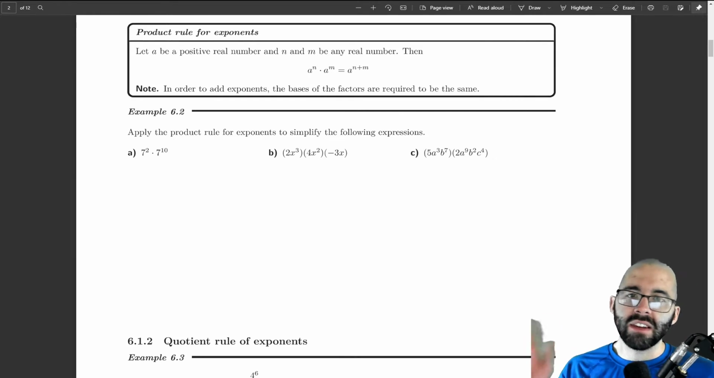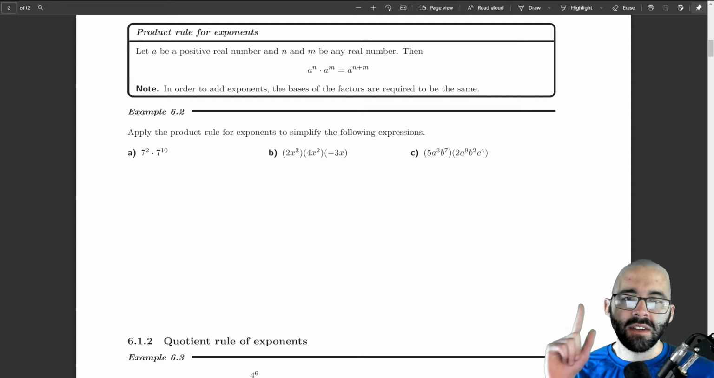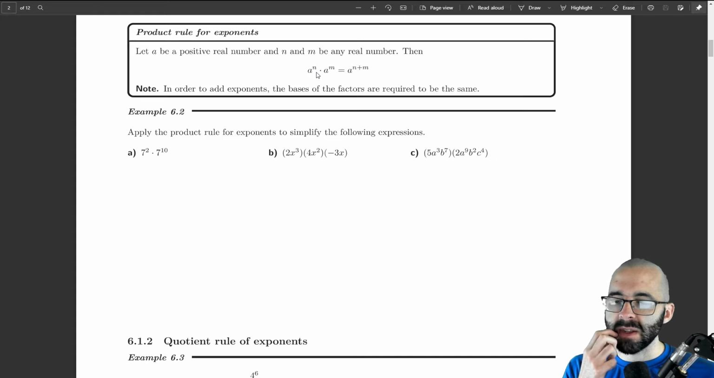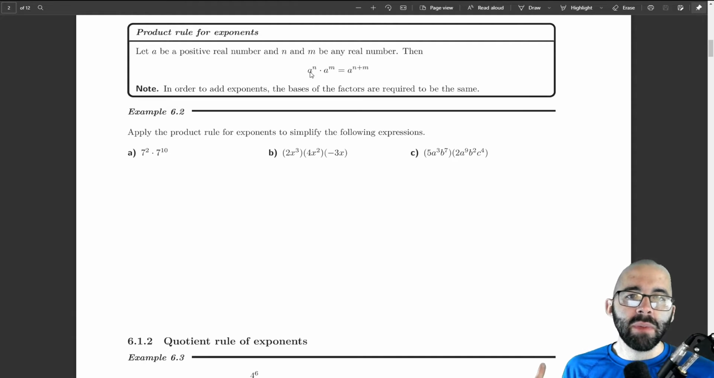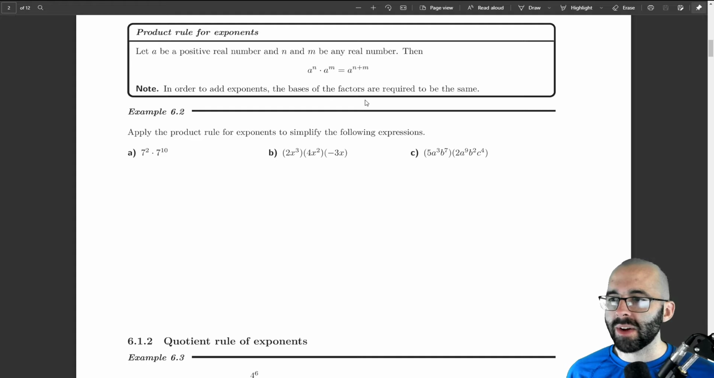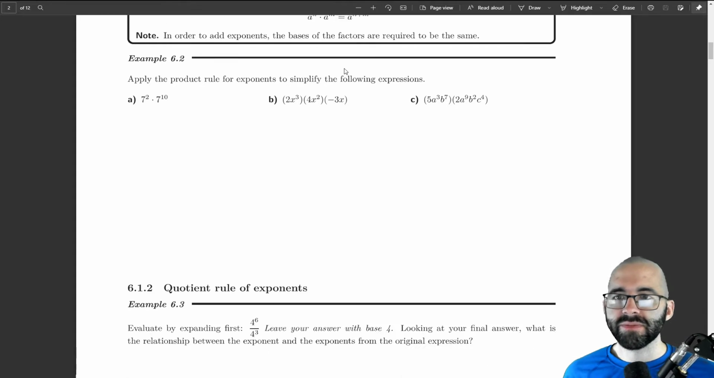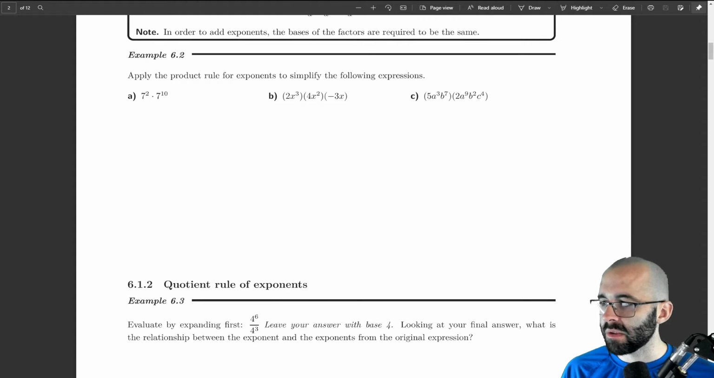All right, so that brings us to the official product rule for exponents. As long as everything's behaving well, notice that the bases, these are both a's, have to be the same. In our example, we had 5s. Then if the bases are the same, you just add the exponents. The bases have to be the same. It's making that comment right here. Be careful. So let's do example 6.2 together.